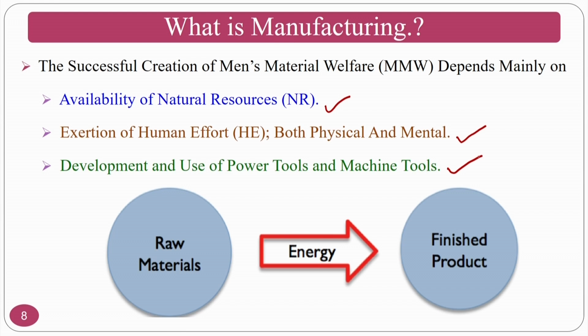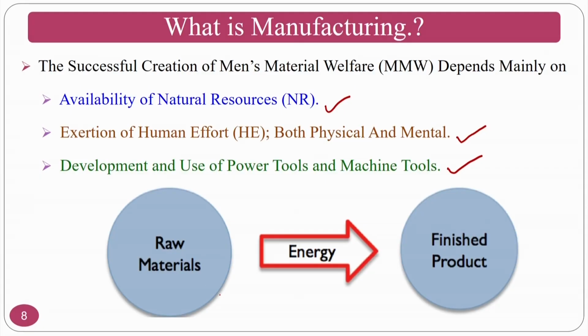So, in a broad view, manufacturing is nothing but the conversion of raw materials, using certain energy, into a finished product. Assume that I have a bauxite material and I want to make an aluminum sheet for a car. I have to use certain external energy, and then prepare a final product. This process of conversion of raw materials into the final product is nothing but manufacturing.